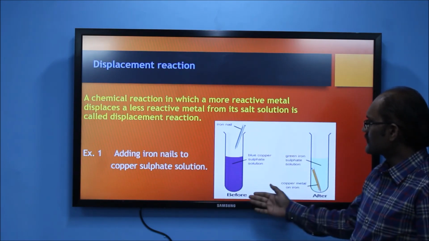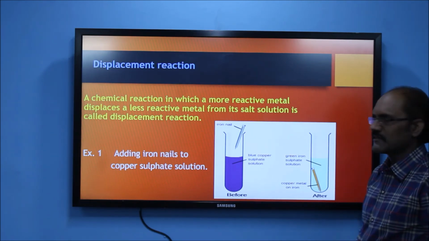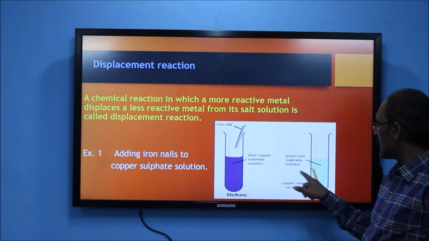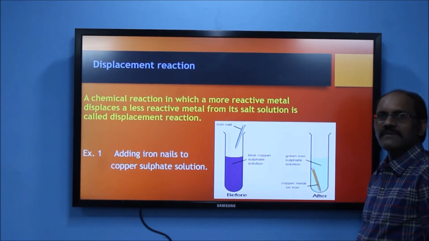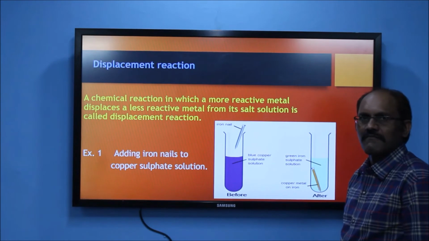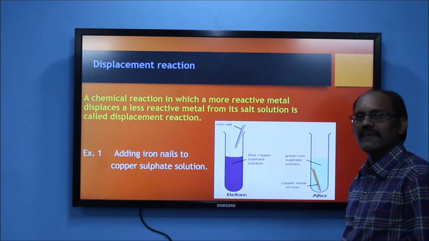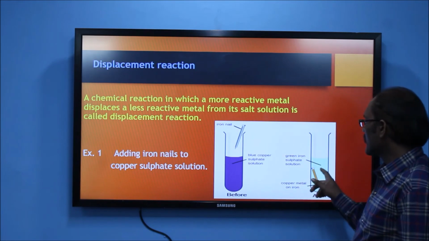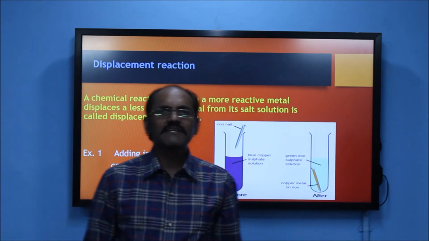If we add iron nails to copper sulfate solution, then after a few minutes, the color of the copper sulfate solution turns to green and the iron nail develops a brown deposit on it. This means that iron displaces copper from copper sulfate and forms iron sulfate, and the free copper is deposited on iron in the form of a brown coat. We see the word equation for this displacement reaction.